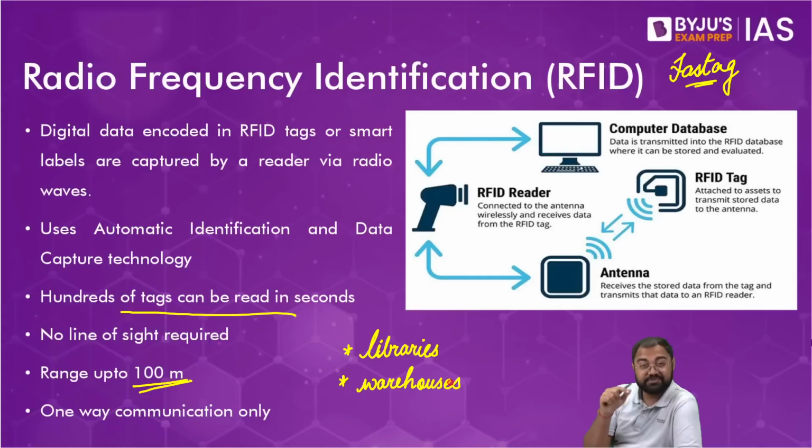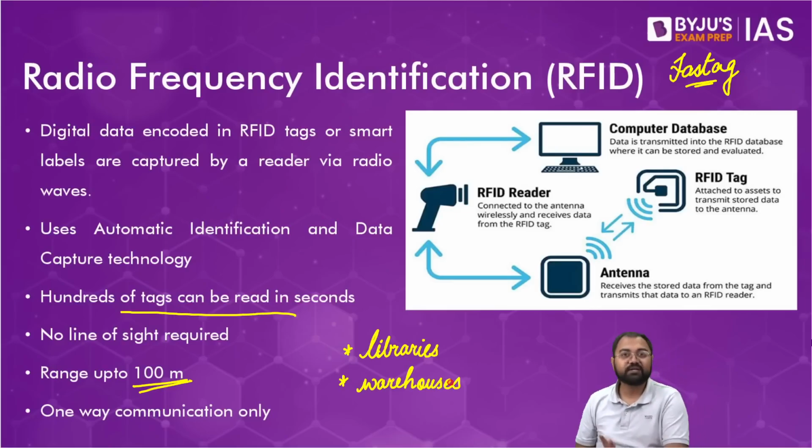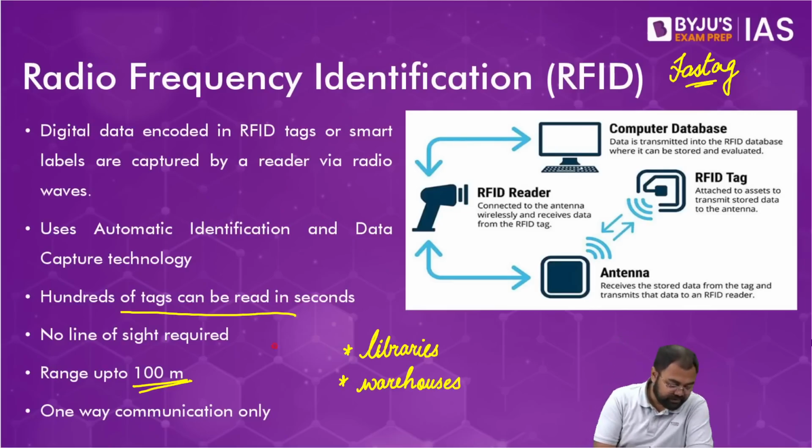If NFC was being used instead of RFID in these cases, then you would have to go to each and every book and take the information from there. Whereas in case of RFID, you can simply stand at one place and scan the entire area. So that's why it makes it much easier and simpler for anyone to work with RFID. Then what we see here is that no line of sight is required.